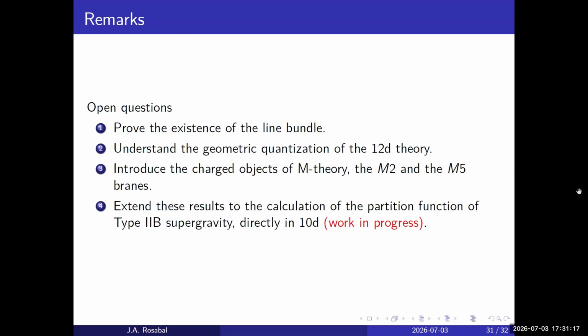We want to extend these results to the calculation of the partition function in type 2B supergravity, where we have similar problems. We have the F5 form. It's chiral, but in addition, we want to extend to the full democratic theory, not only the 5 form, but the full democratic type 2B. We have almost finished this work, and we have similar results to the 11-dimensional case. Yeah, let me stop here.